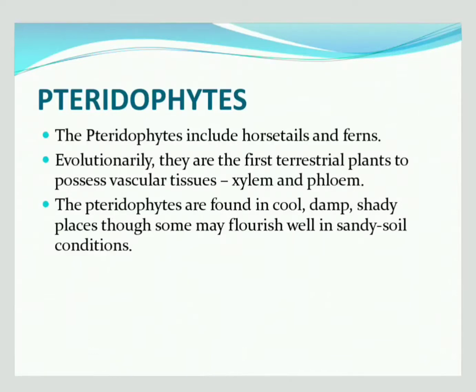And these are the first vascular cryptogams. That means xylem and phloem vascular tissues are present. Xylem will conduct the water and phloem will conduct the food. The pteridophytes are found in cool, damp, shady areas. They flourish well in sandy soil conditions also, but they are present in the shady areas.